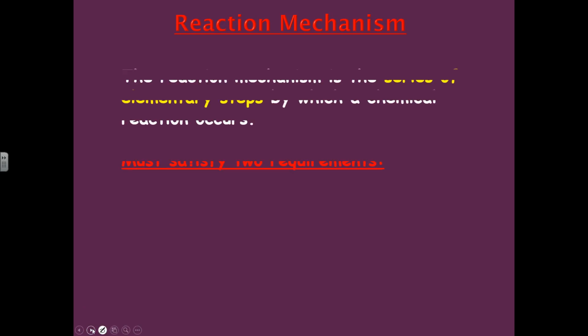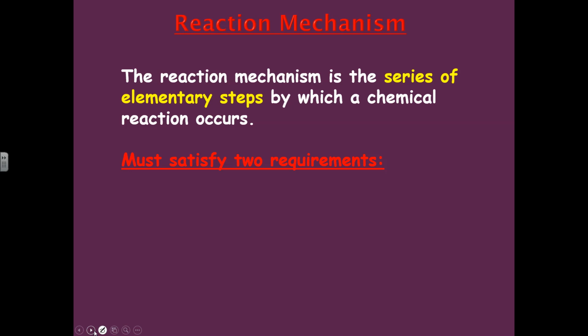So let's talk about reaction mechanisms for just a few minutes. This will be your introduction to reaction mechanisms. A reaction mechanism is a series of elementary steps by which a chemical reaction occurs. Normally, when you're given a chemical reaction, you will see the overall net chemical reaction. You will not see the mechanism.